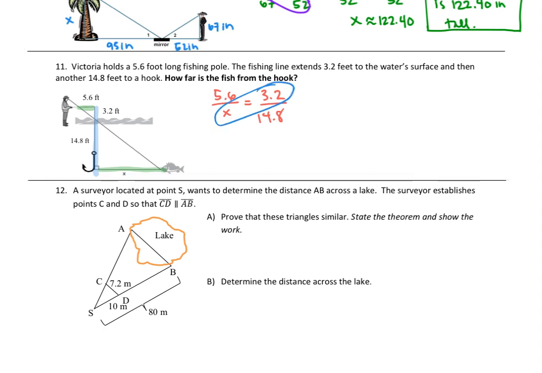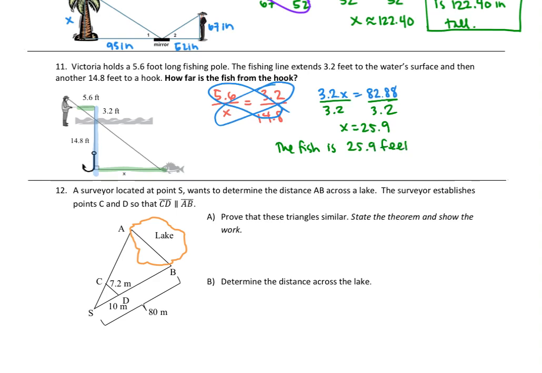All right, then we cross multiply, so 3.2x equals 5.6 times 14.8, which is 82.88. And then divide both sides by 3.2. So x is 25.9. So the fish is 25.9 feet from the hook.